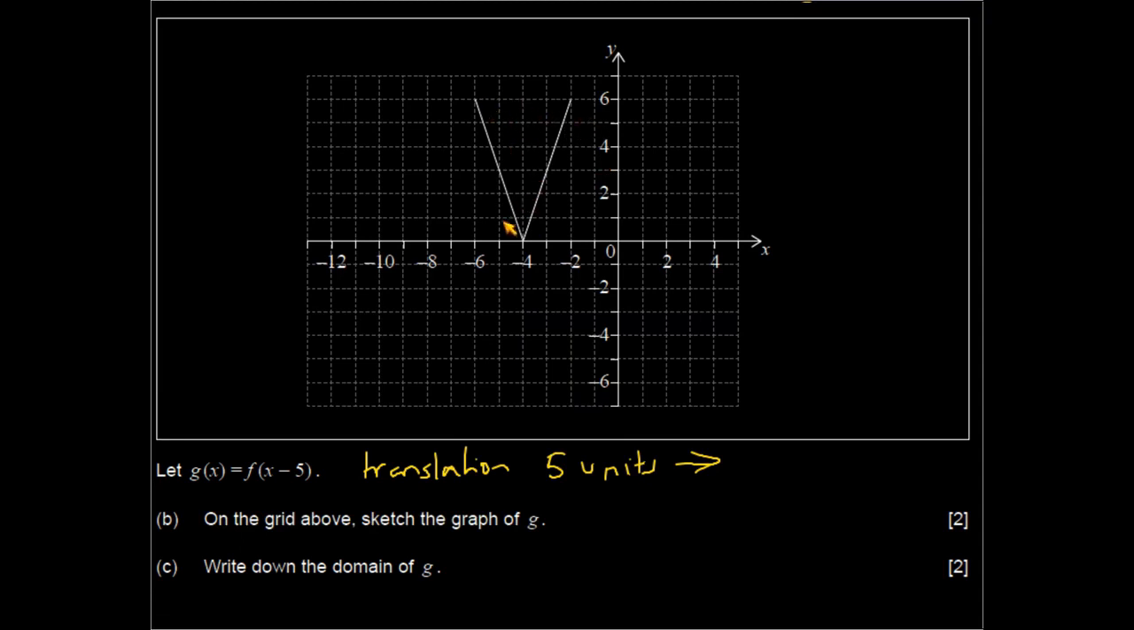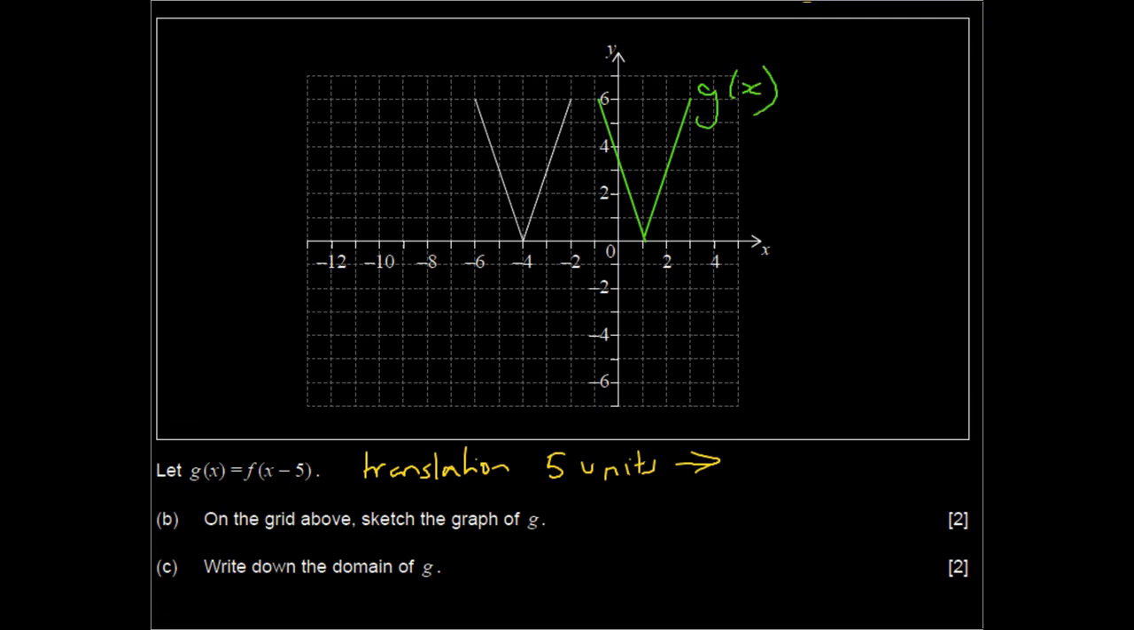So instead of starting at -6, it's going to start at -1. And it's going to go down instead of to -4, to 1, like so, and then instead of going to -2, it's going to go to 3, like that. So that is going to be g of x, like so.